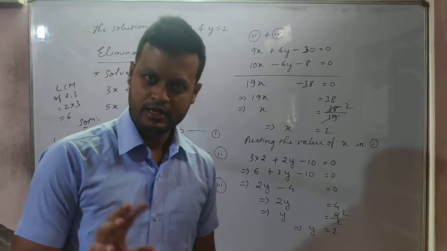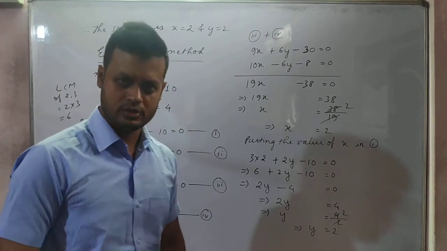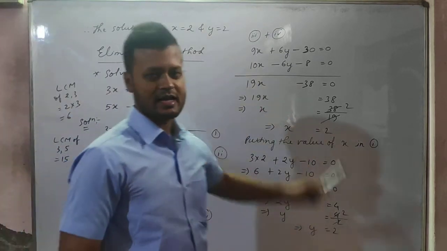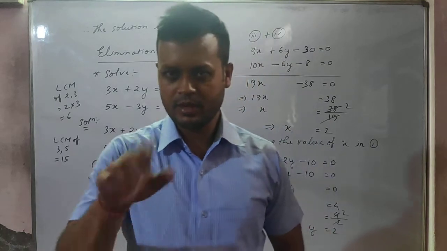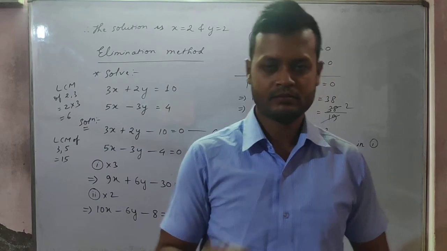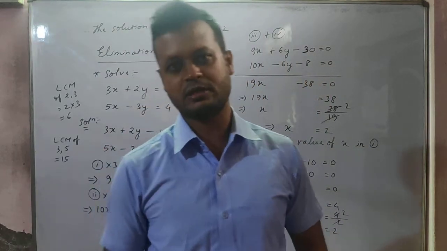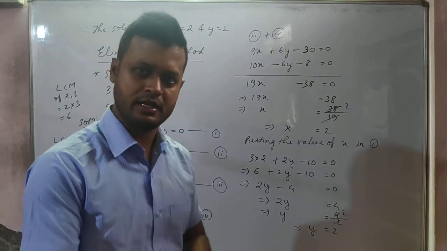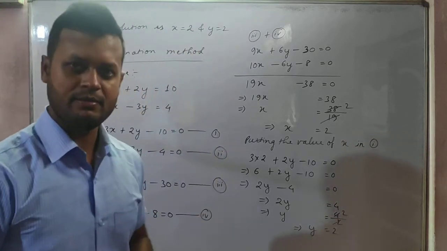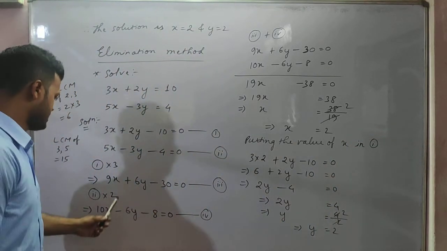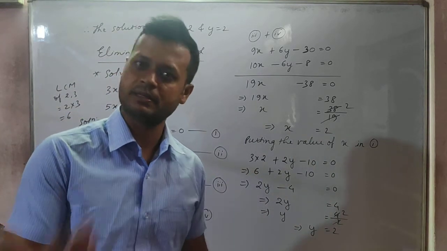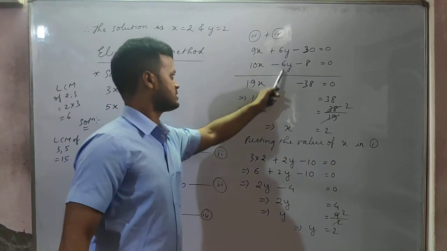Signs are opposite. If the signs are opposite, then you have to add the two equations. So let us add the two equations, this equation plus this one. If both the signs are plus, then you have to subtract. If both the signs are minus, then also you have to subtract. But if the signs are opposite, like here plus and here minus, then you have to add. If the signs are opposite, you add. If the signs are same, you subtract. Simple.